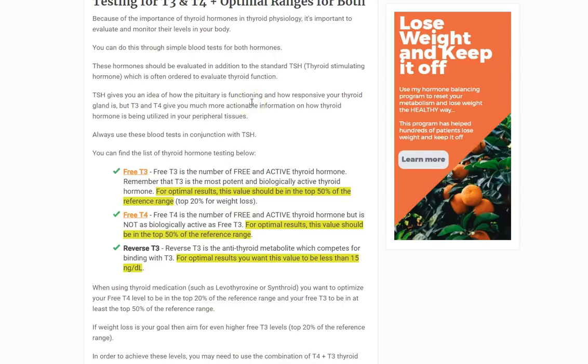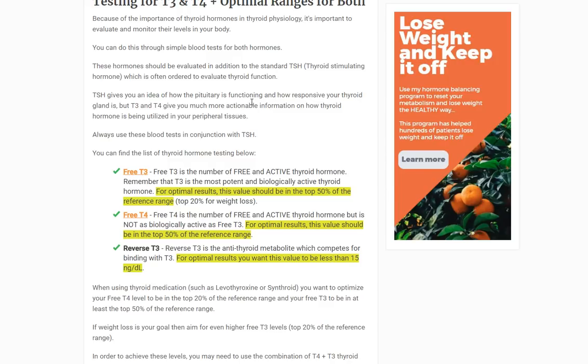So what do you do? Well, the best thing to do is to then order these other free thyroid hormones. We won't get into the difference between total and free thyroid hormones today, but just realize that free T3, free T4, and reverse T3 can all be tested. And these are the things that you want to look for.